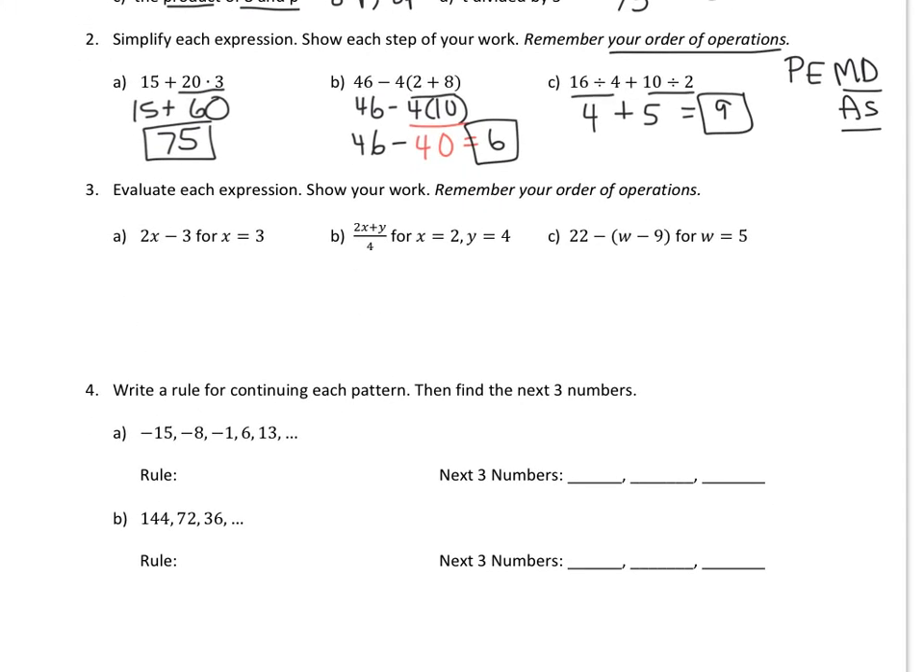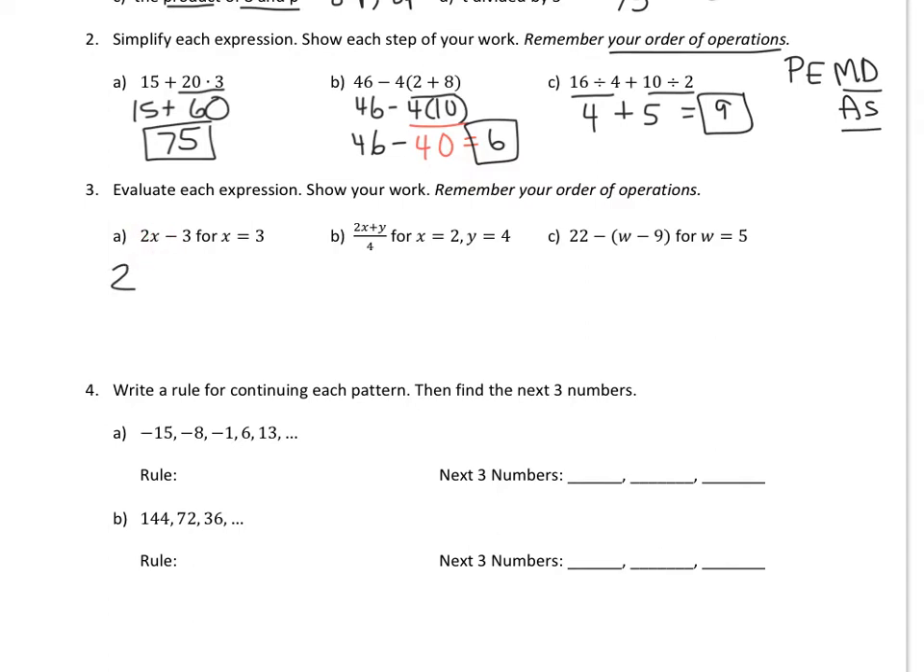Part 3. Evaluate each expression. So evaluate means plug in your number for the variable. And again, you're going to use order of operations. So do parentheses, then exponents, multiply and divide from left to right, whichever comes first, and add and subtract from left to right. And if it's a negative number, which none of these are, put negative numbers in parentheses.